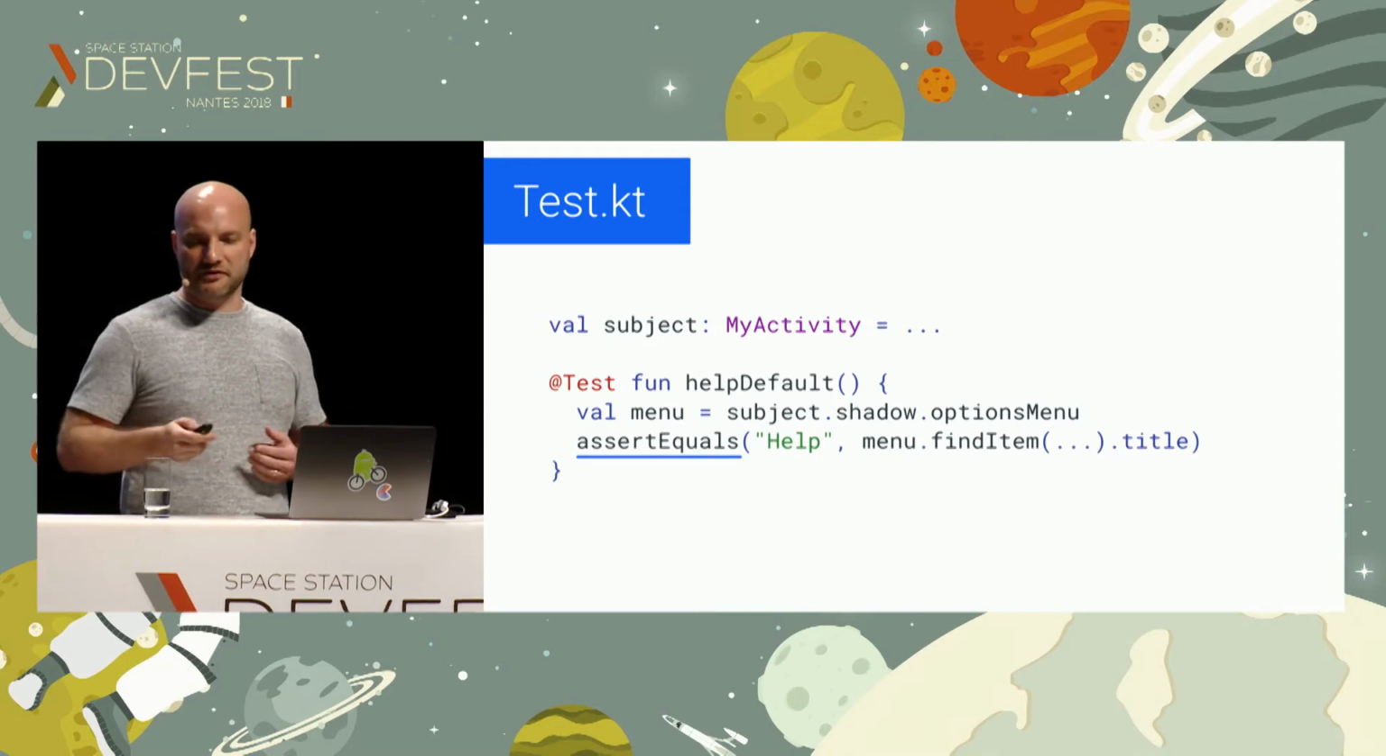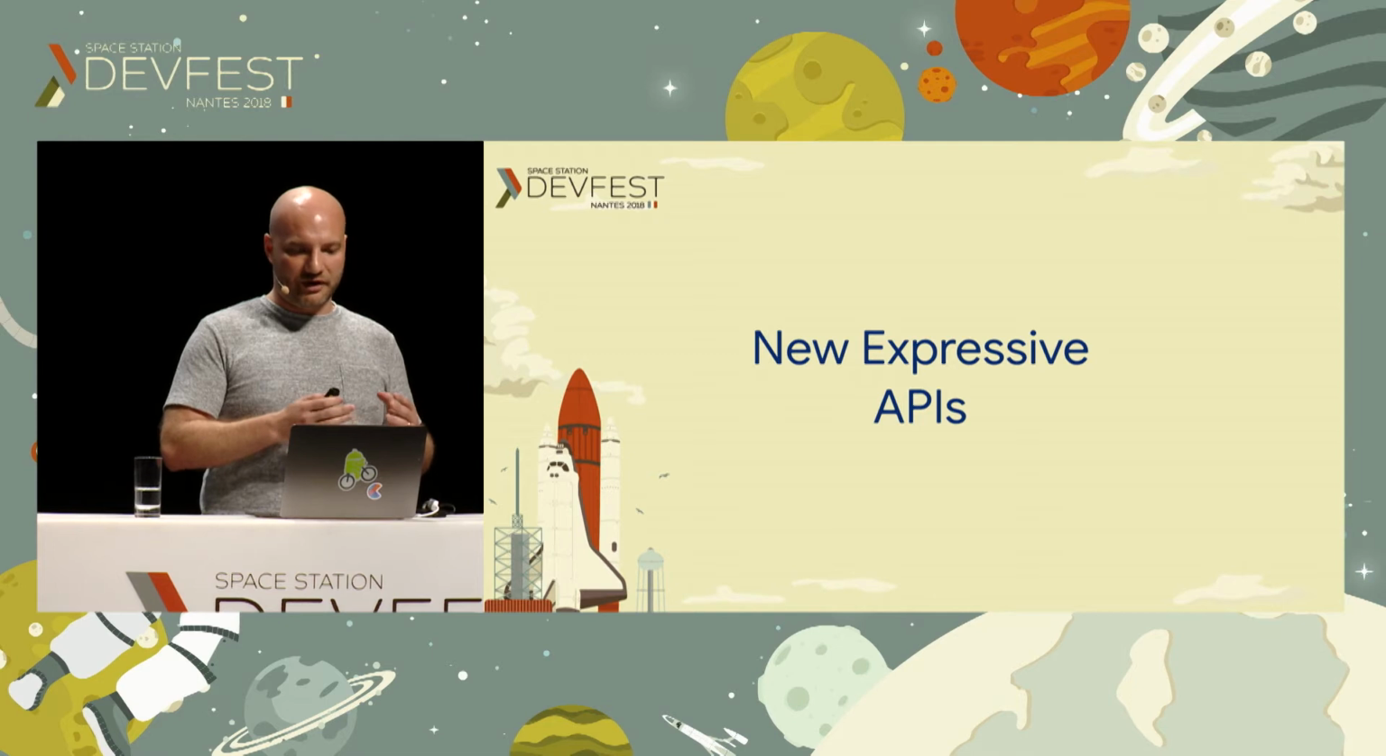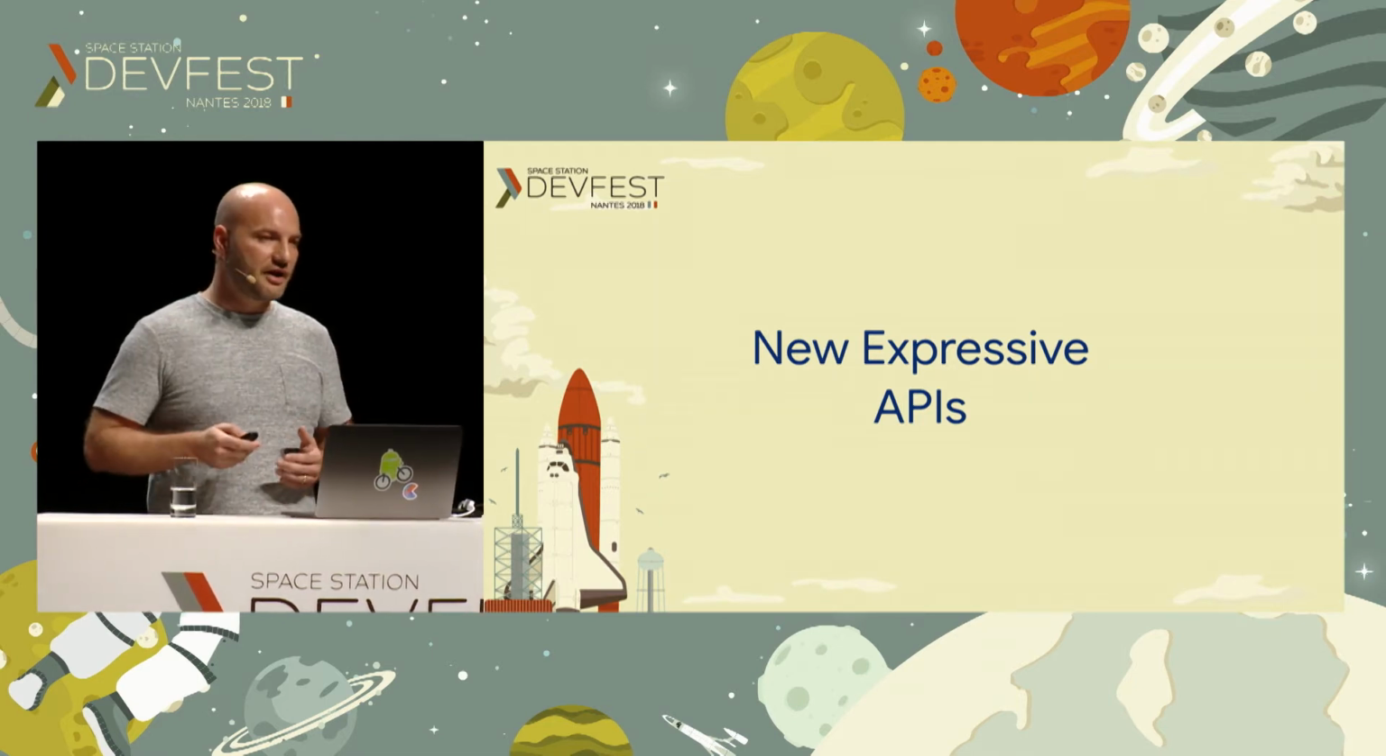Now it's time to add an assertion to this test. So we'll just use assert equals for today, and we'll check that the menu item was added. This is a pretty basic test. In a real test, I'd probably also check that it was visible and enabled, but let's skip that for this talk. So we've talked a little bit about how to extend APIs. Now let's talk about how to define new APIs in Kotlin.